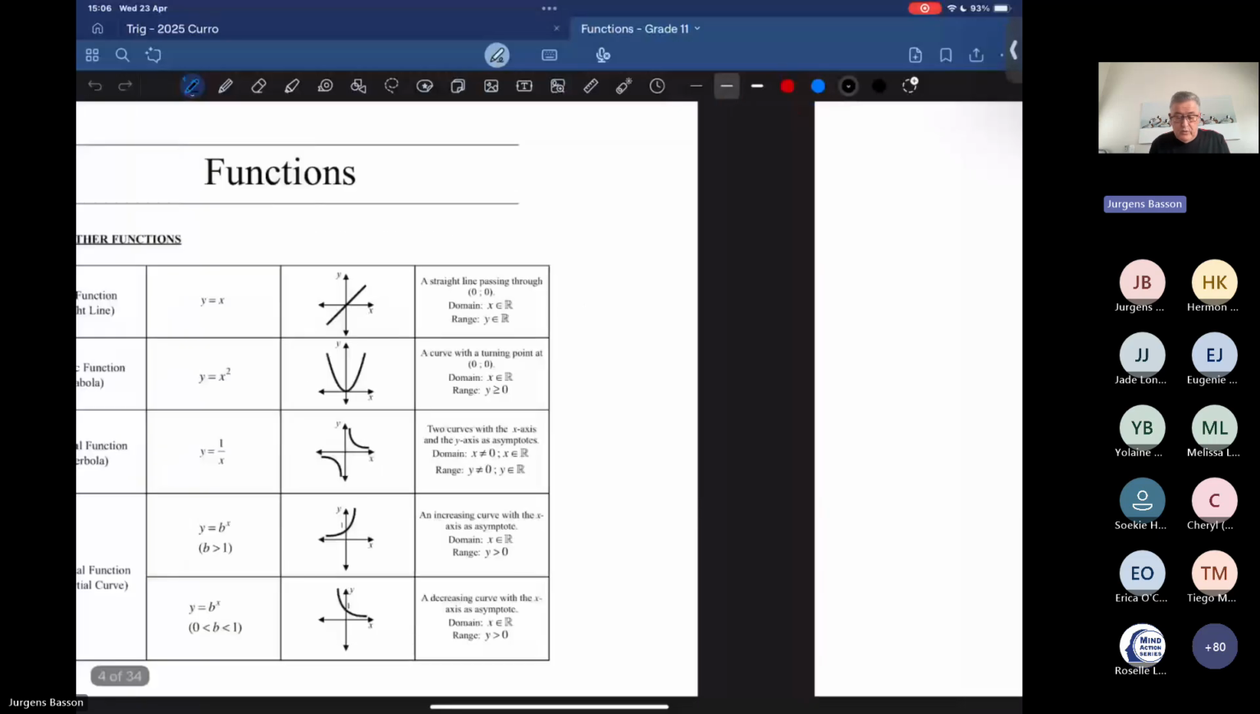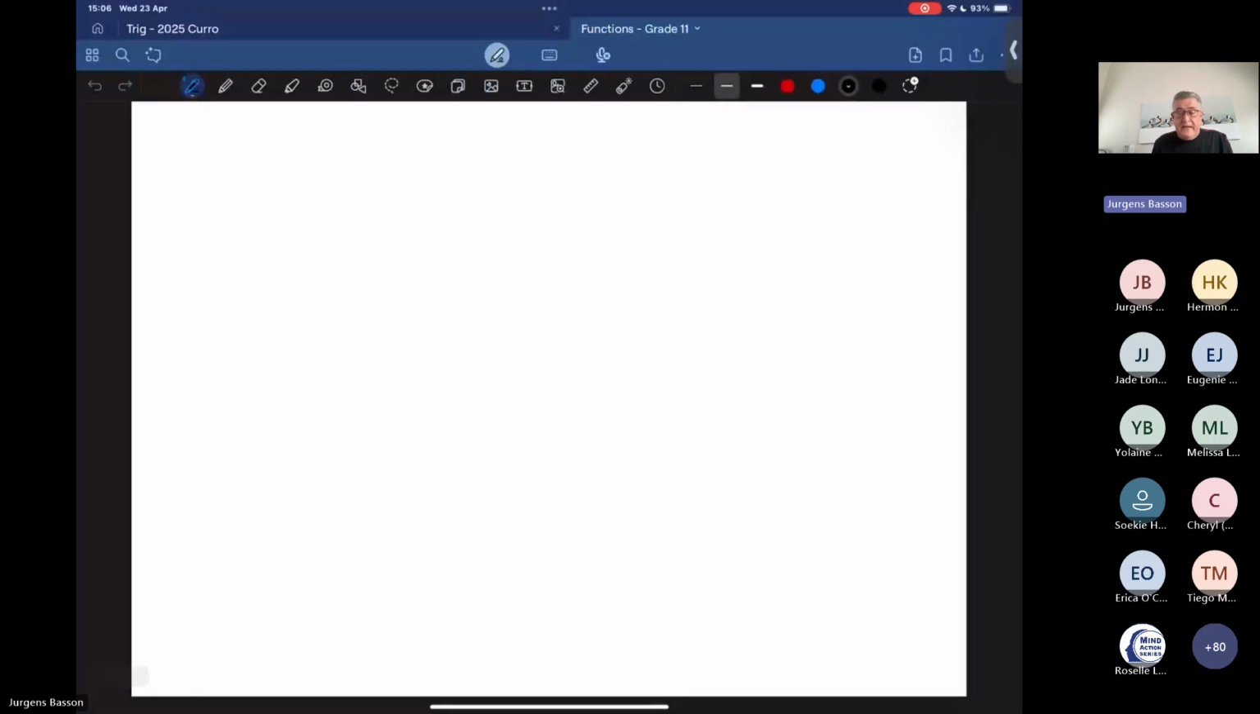So if I can quickly start, I've got a few blank pages, so don't worry, it's only so that I can write. So the first one is this y equal to x.